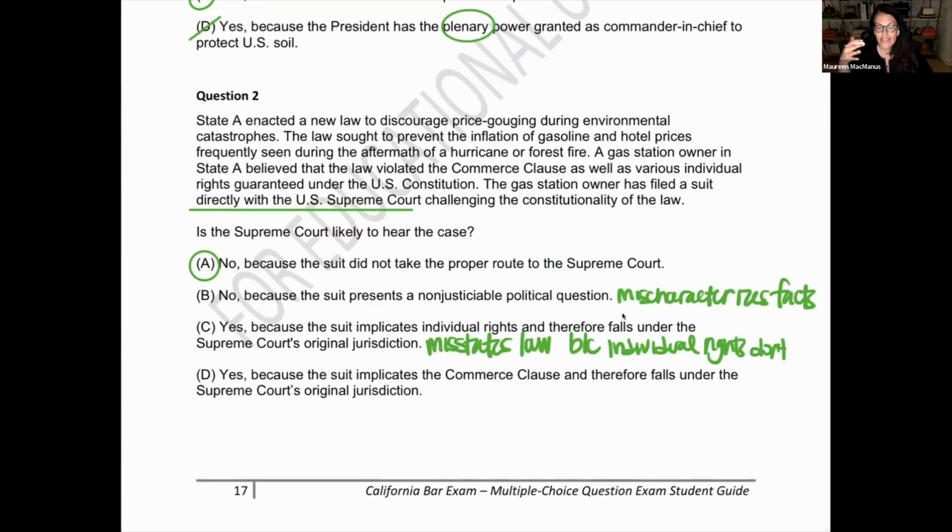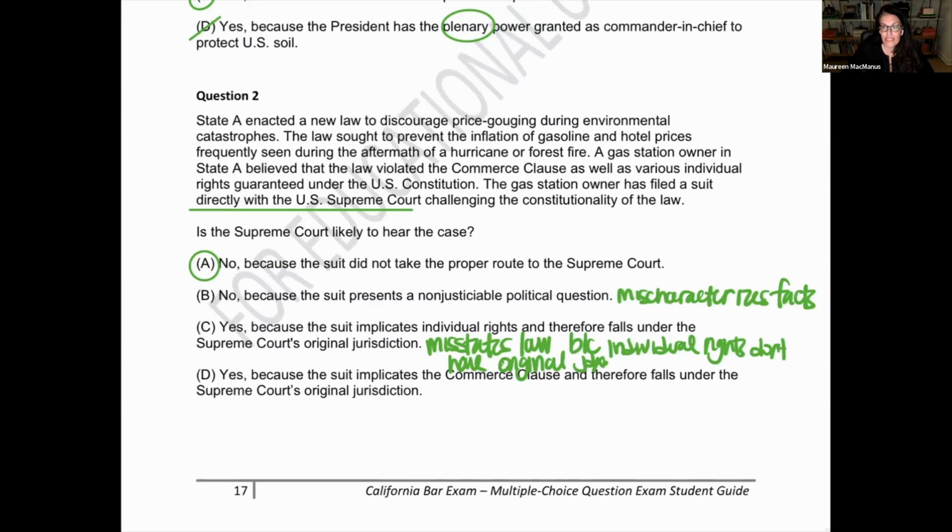It's because it's challenging a law that's been passed. That's not political. And individual rights don't have original jurisdiction. And then, something that somebody said in the comments. A lot of people here, let's see, predominantly picked A.